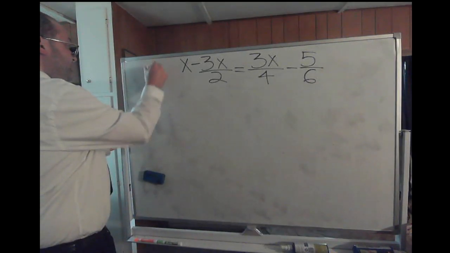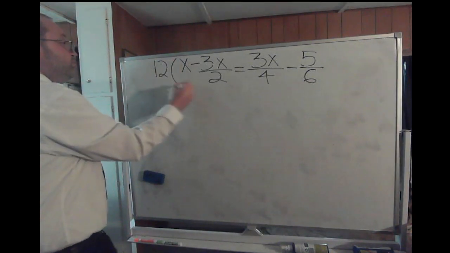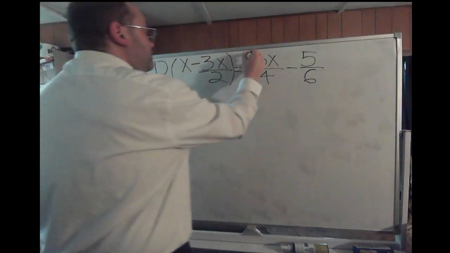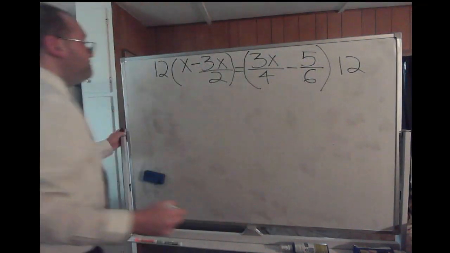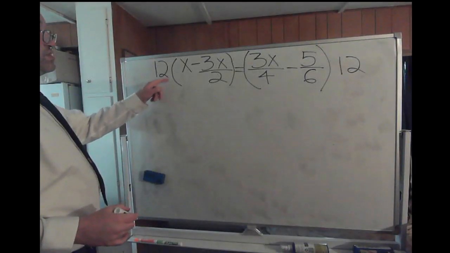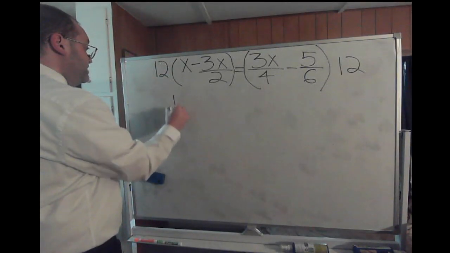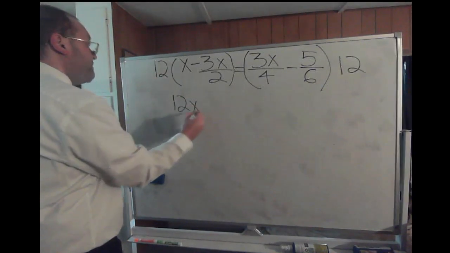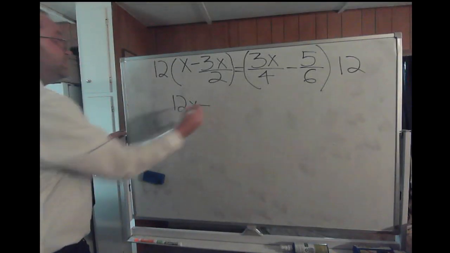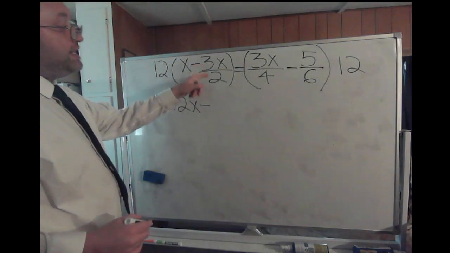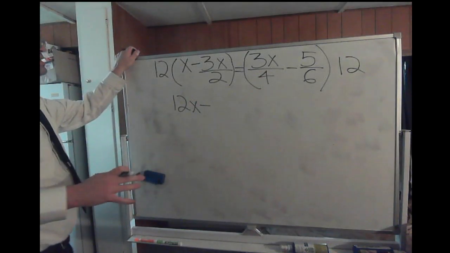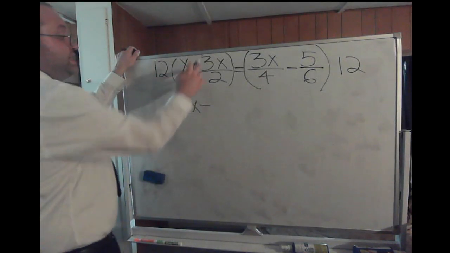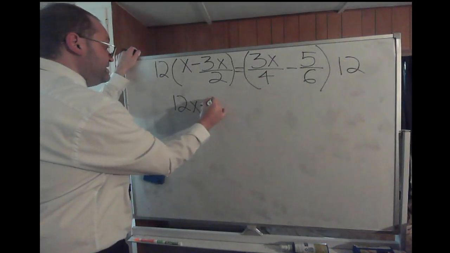So multiply both sides by 12. We'll multiply that left side by 12. We'll also multiply the right side by 12. So start on the left side, 12 times x, well, that's going to be 12x. Minus, okay, you have 12 times 3x over 2. 12 divided by 2 is 6. So 6 times 3x, that's 18x.